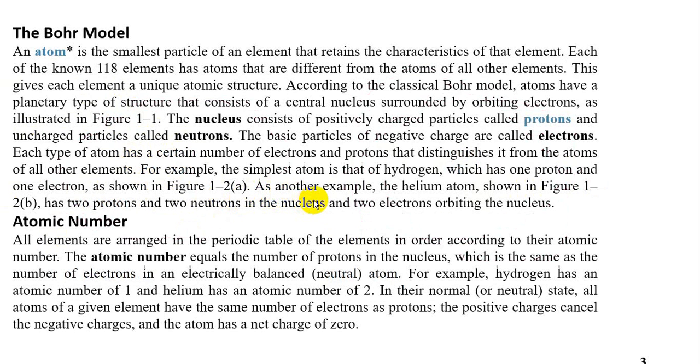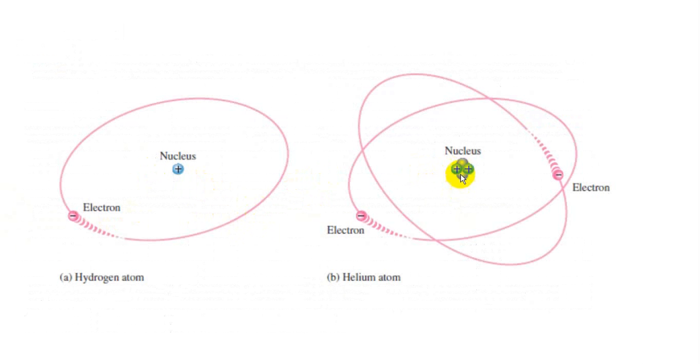As another example, the helium atom shown in Figure 1.2b has two protons and two neutrons in the nucleus and two electrons orbiting the nucleus. Here we have two protons, 1, 2, and two neutrons, 1, 2, and we have in the helium atom two electrons surrounding the nucleus.